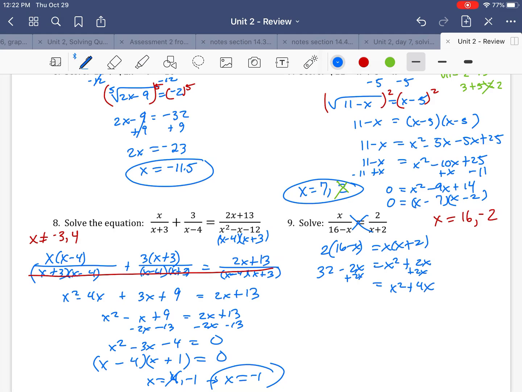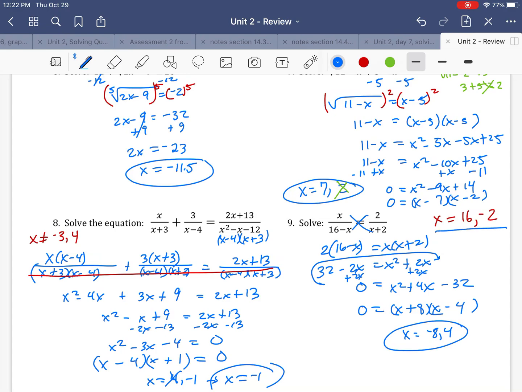And this 32 has nothing to go with. So I'm just going to bring it over to the other side and put it on the end there as a minus 32. And I have a 0 there. All right, so I would go and factor this. Plus 8 and minus 4 work out to factor and make negative 32, but also 4. So my answers are negative 8 and 4. And my illegal answers were 16 and negative 2, but those are not these answers, so I'm good to go.